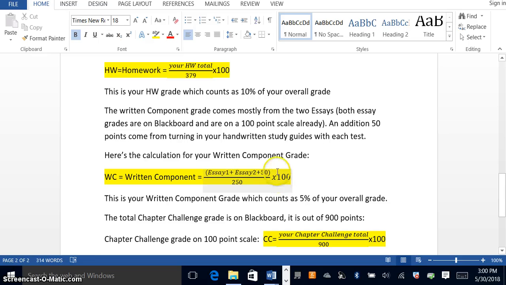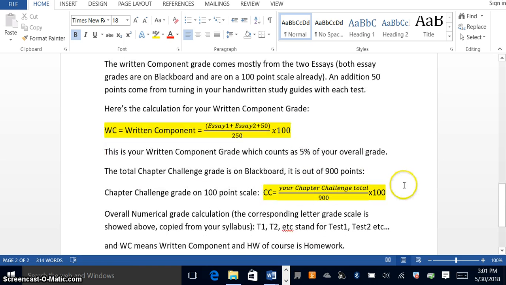So you calculate that fraction and then put it on a 100-point scale, just like the tests are already on 100-point scales. And then same thing with the chapter challenges, right? Each chapter challenge, there's 9 of them, counts as 100 points, so your total could be up to 900 points. It probably won't be. You're not going to get everything perfectly, which is fine.